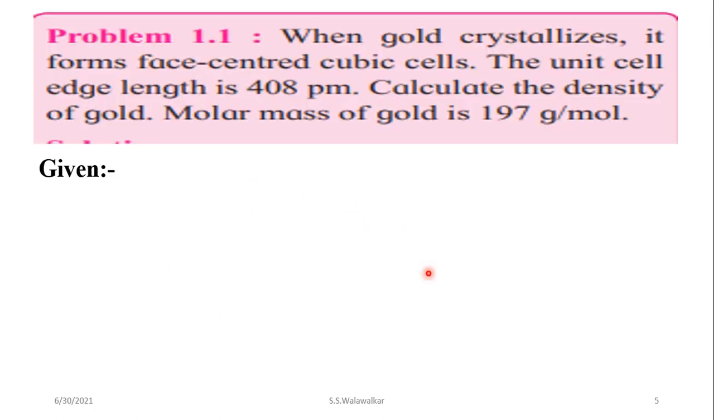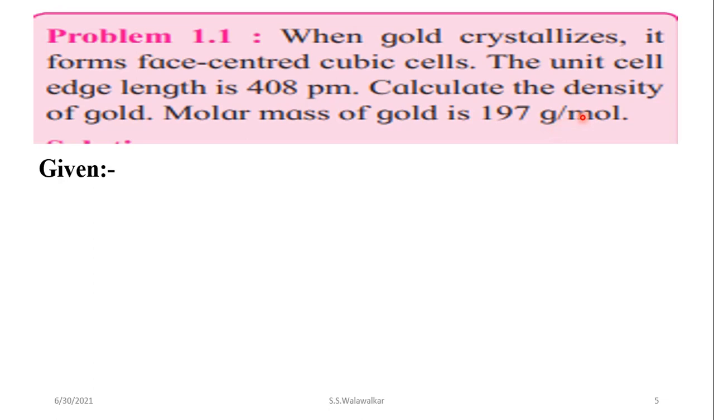So now we will solve a numerical problem. See here, this is from your textbook. When gold crystallizes, it forms face center cubic cell. The unit cell edge length is 408 picometer. See here, the edge length is expressed in picometer, so you have to convert it into centimeter. Calculate the density of gold. Molar mass of gold is 197 gram per mole.